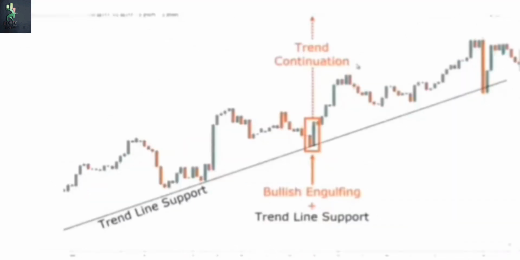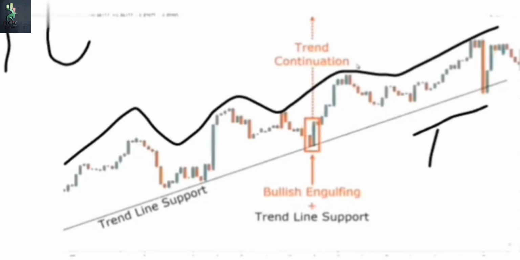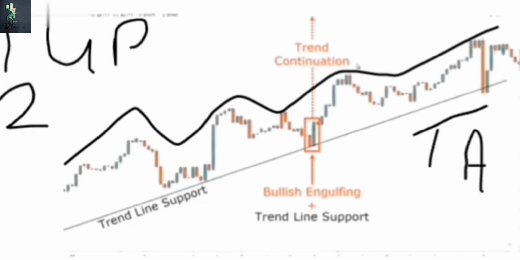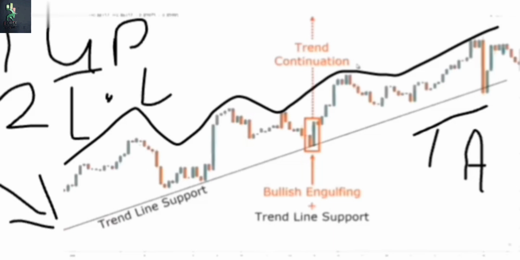Okay, let's look at the last example. This time around, what is the trend? Well, at a glance, it's an uptrend, ranging from lower prices to higher prices. Number 2, what is the area of value? In this case, we have this trend line support. This time around, it's not a moving average or previous support. It's a trend line, an upward trend line.